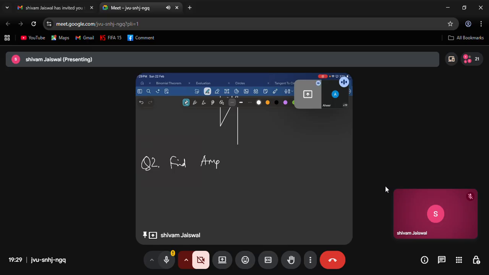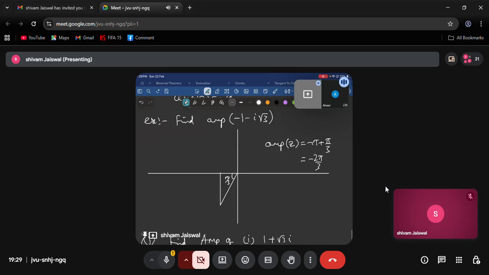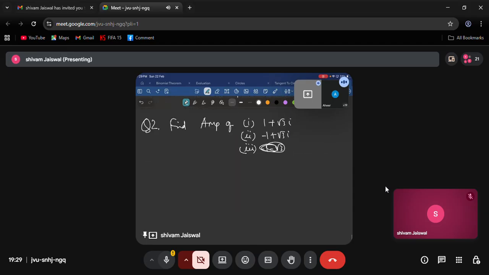Find the amplitude of part 1, 1 plus root 3 iota. Part 2, minus 1 plus root 3 iota. Part 3, minus 1 minus root 3 iota. This one I have already done, so no need to do it. Part 3 will be 1 minus root 3 iota. Okay, write it in that order: part 1, part 2, part 3.